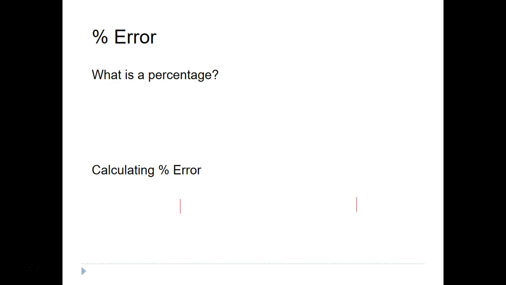All right, finally, percent error. Well, in general, a percentage is part over the whole times 100. So if I wanted to calculate the percentage of female students in the room, I would need the part, which would be the number of female students, divided by the whole, which is the total number of students in the room.